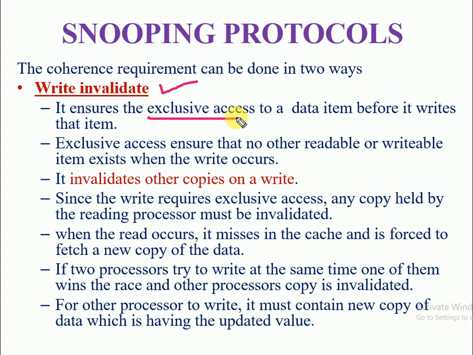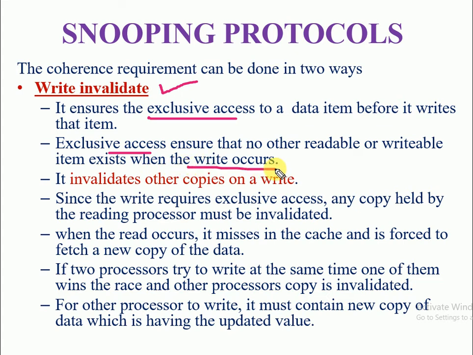So it ensures that exclusiveness. If somebody else is using that, it cannot be exclusive now. Before writing some data, it should ensure that it has exclusive access to that particular data item that is to be written. Now, what is the meaning of this exclusive access?